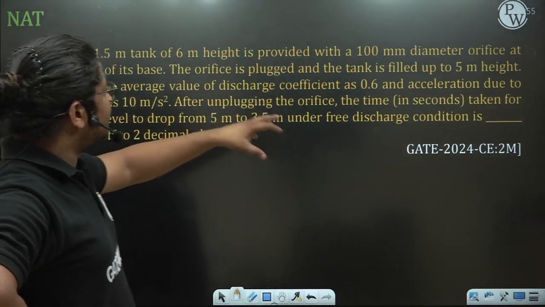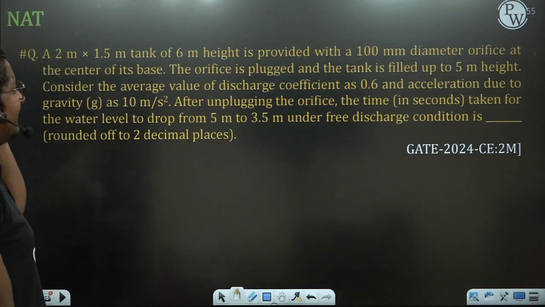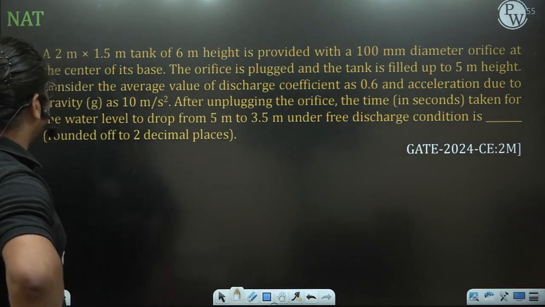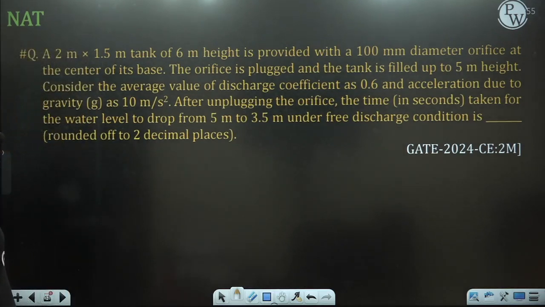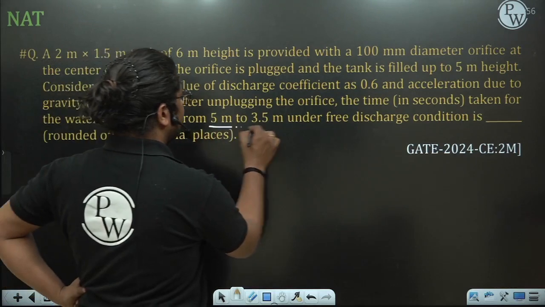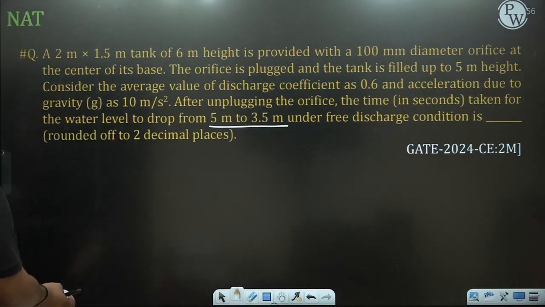The orifice is plugged and the tank is filled up to 5 meter. Consider the average value of discharge coefficient as 0.6, and the acceleration due to gravity g as 10 meter per second square. After unplugging the orifice, find the time taken for the water level to drop from 5 meter to 3.5 meter under the free discharge condition, rounded off to two decimal places.